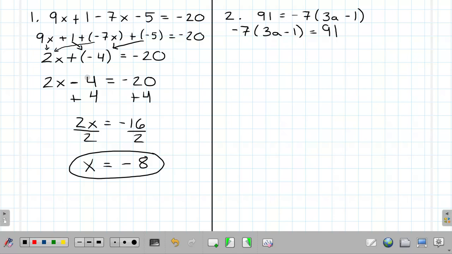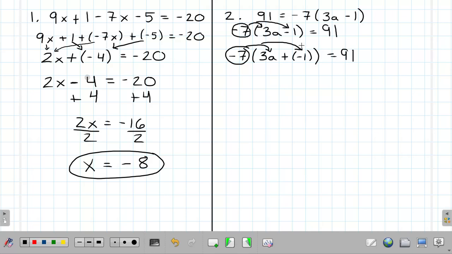Well, what are we distributing? Well, we're distributing this negative 7 to the 3a and to the technically negative 1, but you'll see why I say that here in just a second, because once again, I'm going to rewrite this as a sum. So even if the subtraction's inside the parentheses there, I write it as a sum. So now when I distribute, what am I distributing to?